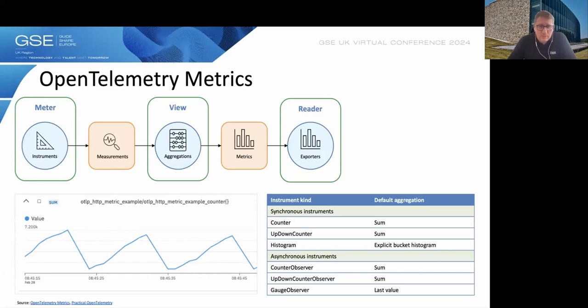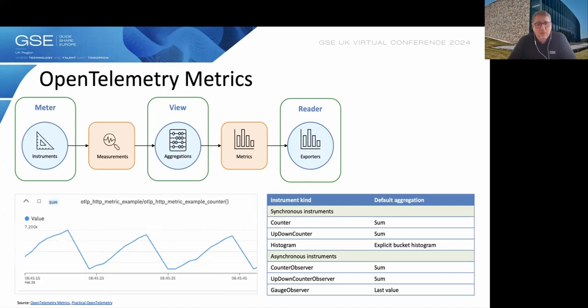But there are different types in the way of how the measurement is occurring, either as counter or up-down counter, or actually also as a histogram. The same way for asynchronous instruments, there is this counter concept being supported, or if you just want to get a specific value, that would be via a gauge.